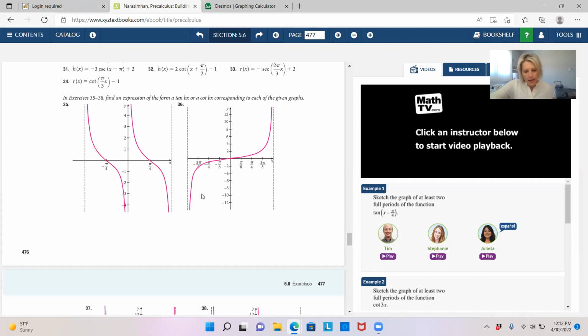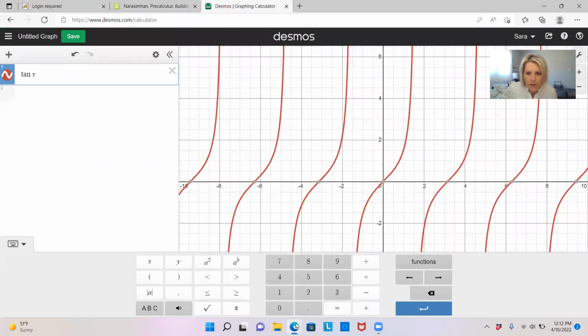So if we look at what we know about tangent, and let's go to our Desmos calculator for a moment here. We can see the graph here of tangent. And if we look at our little table that we've been making, we can see that tangent is naturally 0 at 0, and it's 1 at pi over 4.